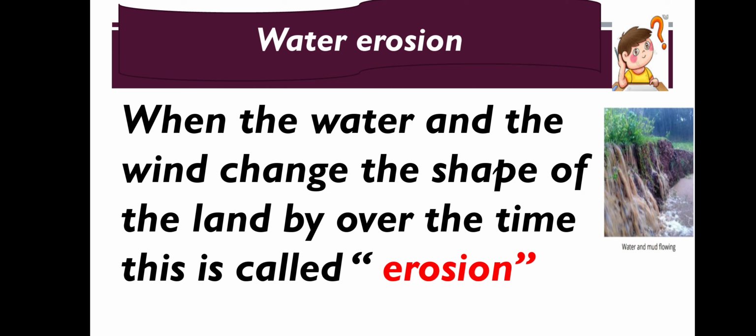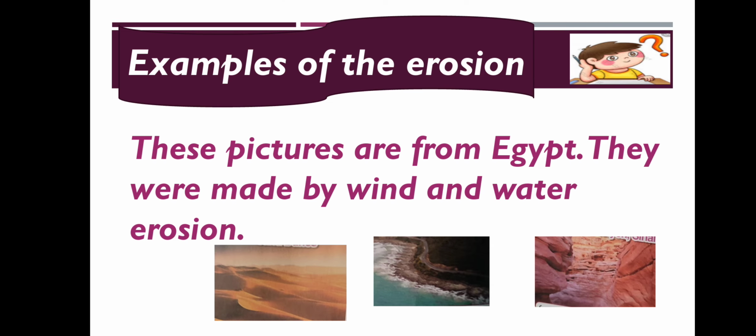What is the meaning of erosion? When the water and wind change the shape of the land over time, this is called erosion. Examples of erosion: these pictures are from Egypt. They are made by wind and water erosion.